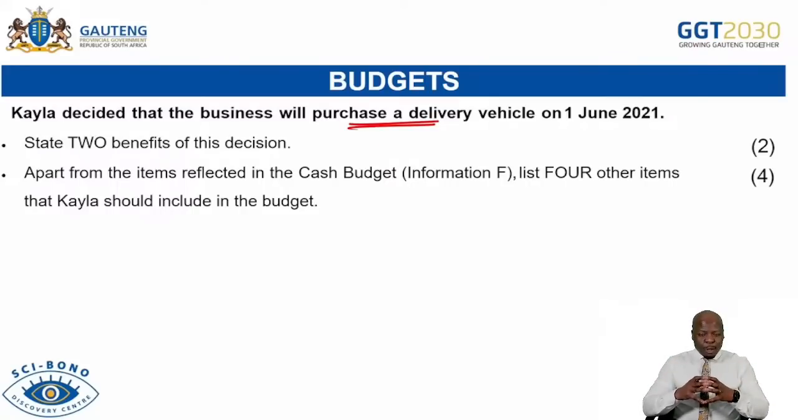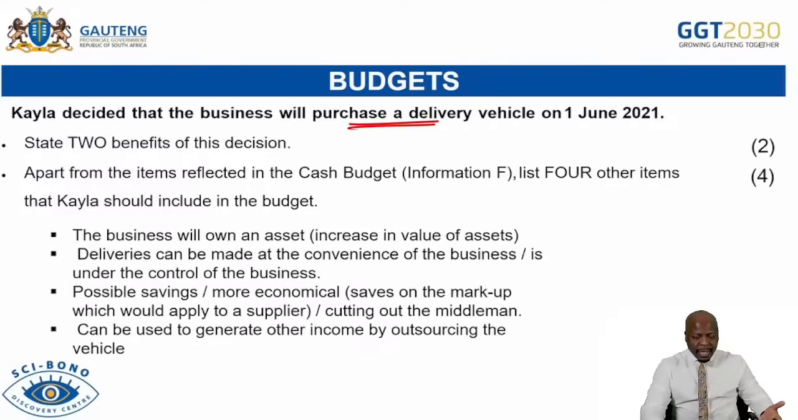The business decided to purchase a delivery vehicle, so you must go into the exam open-minded. Maybe they won't buy a delivery vehicle. Maybe they will purchase land and buildings. How does that benefit the business? Remember, an asset is always a good thing. Maybe they're saying they want to change from one system to the other. You must go there with a problem-solving approach. When you look at your budgets, you must be able to analyze and critically do so. That is of great importance.